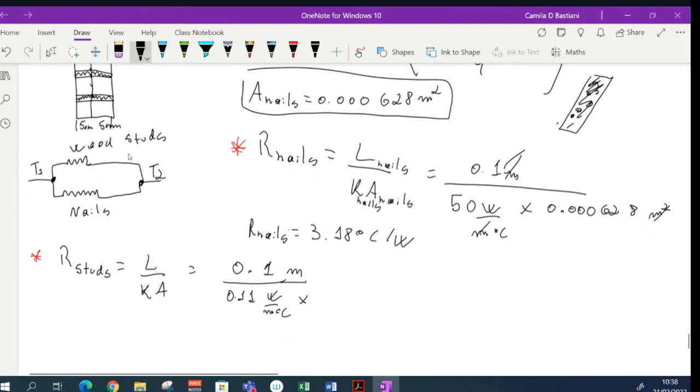My area now. Do I use the whole area? No, correct? Is my total area of the 2.5 meters long studs minus the area occupied by the nails. Okay. So the total area minus the area occupied by my nails.